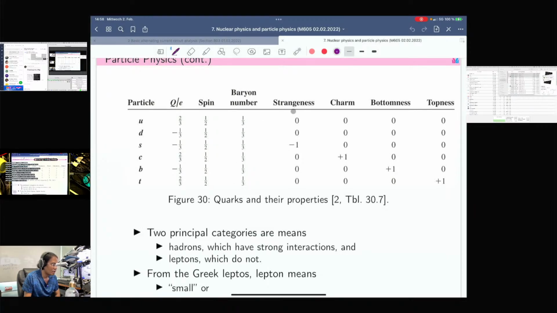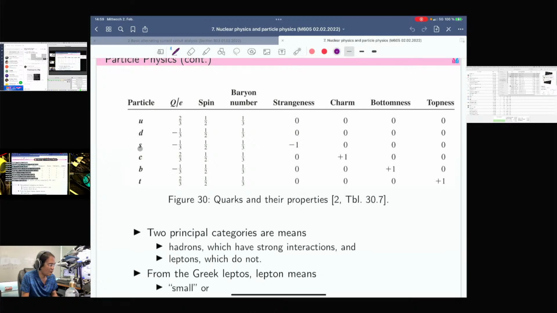It's 1/3. Strangeness: because the up quark is not a strange quark, it has 0. It's not a charm quark, it has 0 charm number. It's not a bottom quark, it has 0 bottomness. Topness also has no value because it's an up quark, not a top quark. The down quark has a charge of negative 1/3 compared to the electron charge. The spin number is still 1/2, and 1/3 for the baryon number. Strangeness is 0 because it's not a strange quark, and 0 charm, 0 bottomness, 0 topness because the down quark is not related to charm or bottom at all.